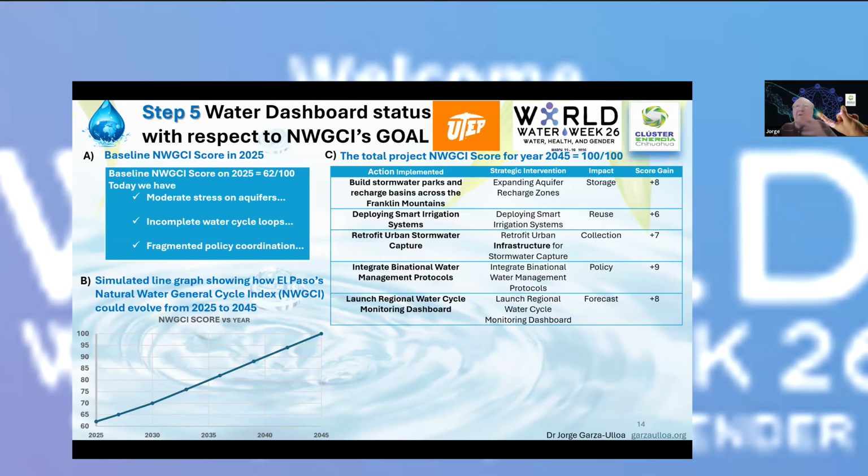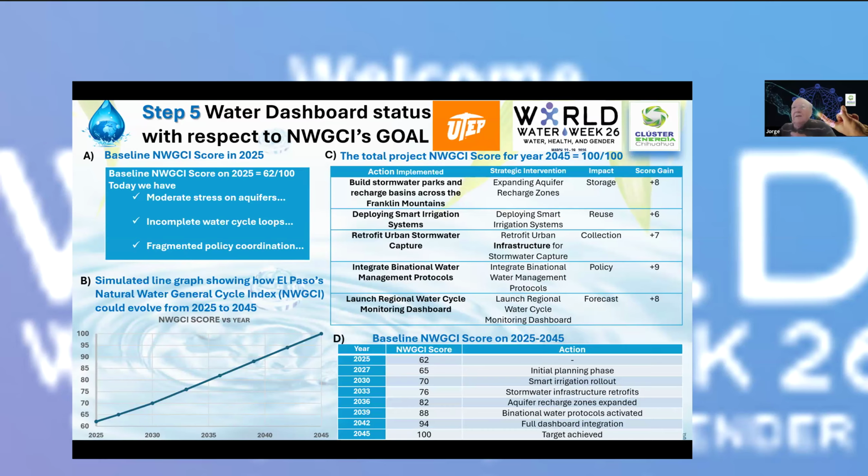That means that we're going to have a policy between two nations, two states. We could increase 9%. And then we have to implement the dashboard. And the dashboard, because you're going to see a problem and correct it as soon as possible, we can gain another 8%. In summary, this is what we can have if we work today.